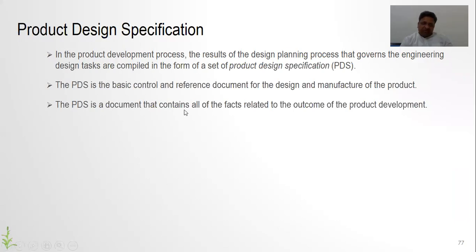Product design specifications. In the product design development process, the results of the design planning process that governs the engineering design task are compiled in the form of a set of product design specifications. The PDS is the basic control and reference document for the design and manufacture of the product. The PDS is a document that contains all of the facts related to the outcome of the product development.